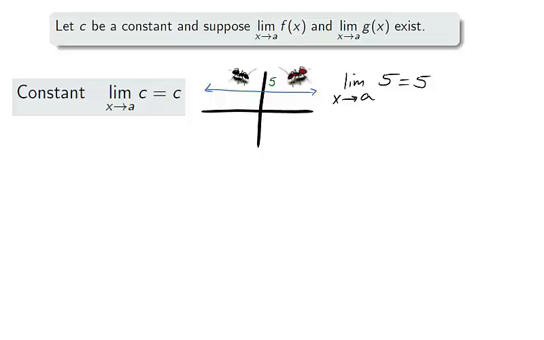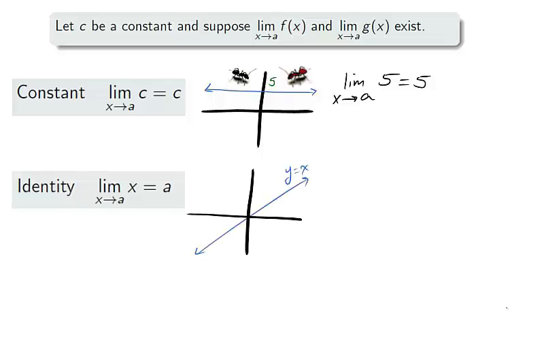If a function outputs the same value, say 5, for any input, then the ants crawl only at the height 5. So the limit, the trend, is 5. The identity law has similar reasoning. If y and x are always the same, then y approaches a whenever x approaches a.